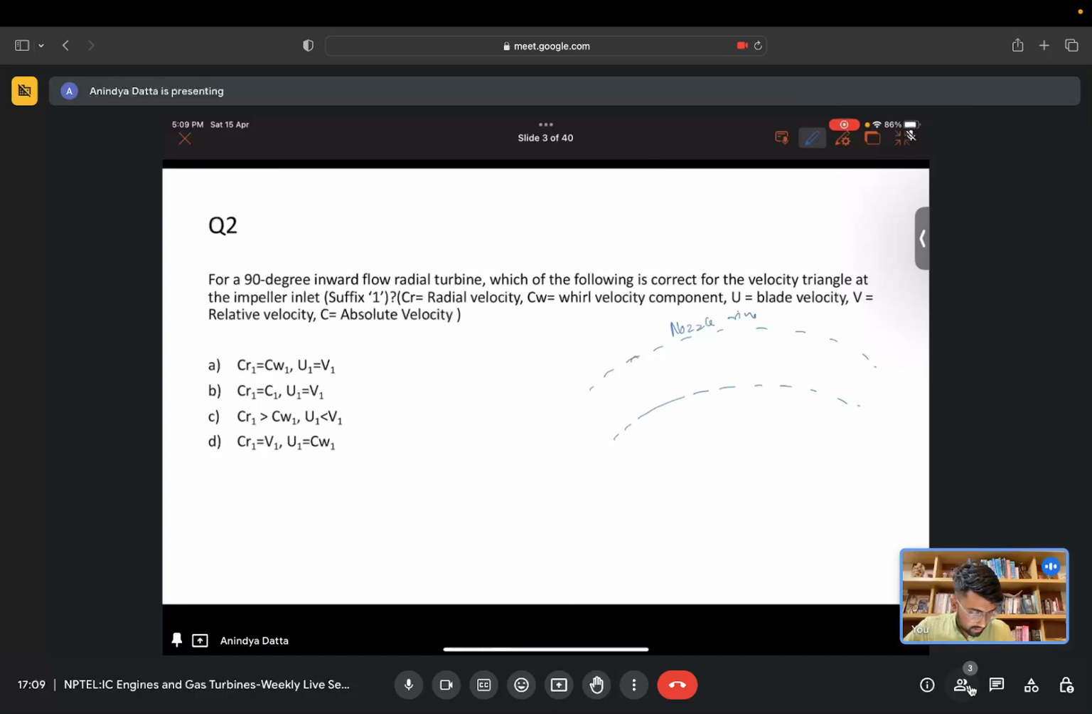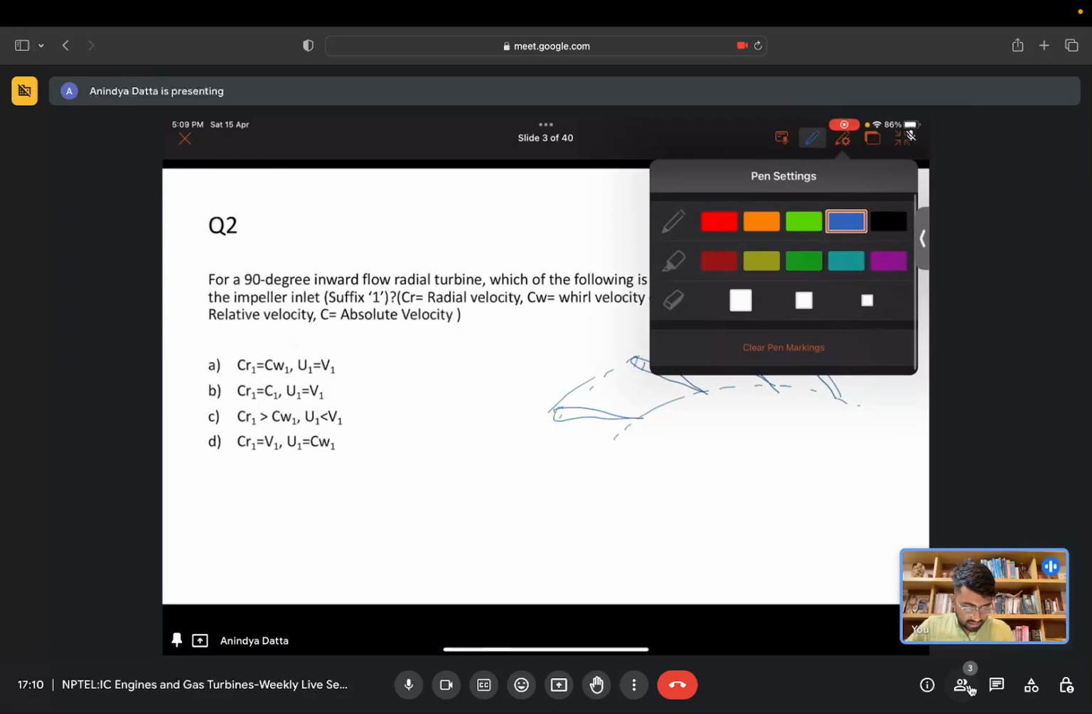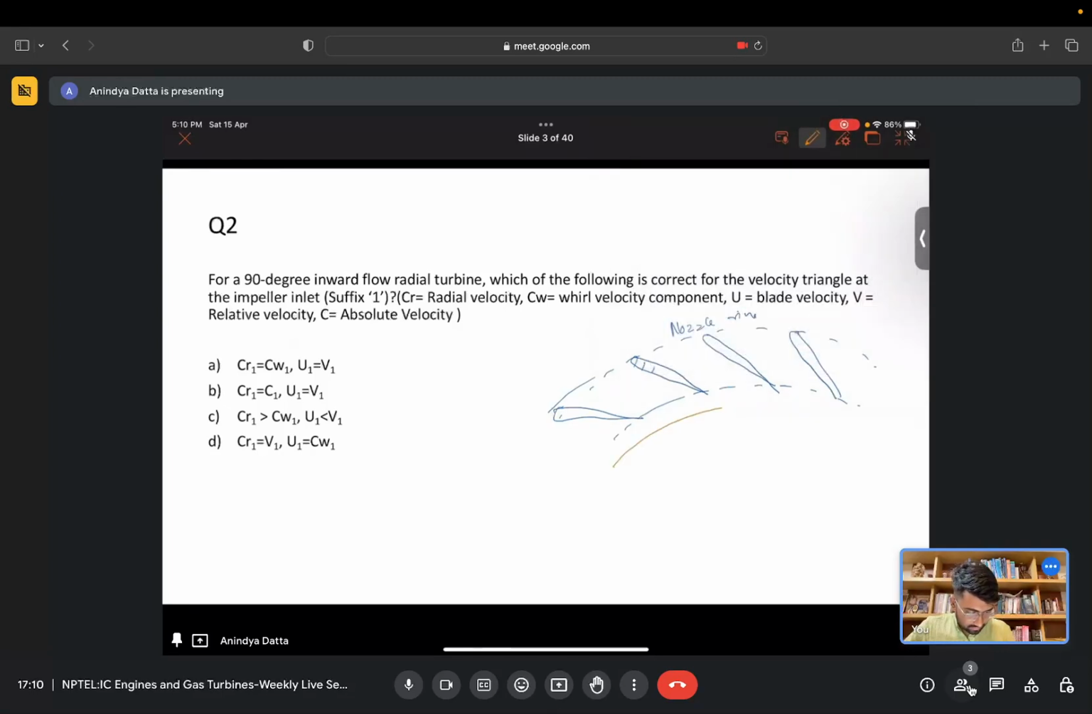So here you have static rings placed, vanes placed like this. These are stator vanes, and fixed. After this you have the impeller. The impeller basically has this, it's saying that this is a 90-degree inward flow radial turbine.